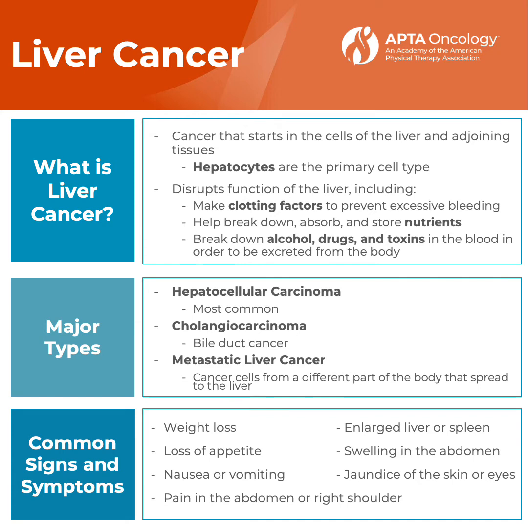Common signs and symptoms of liver cancer include weight loss, loss of appetite, nausea or vomiting, pain in the abdomen or the right shoulder, enlarged liver or spleen, swelling in the abdomen, and jaundice of the skin or eyes.